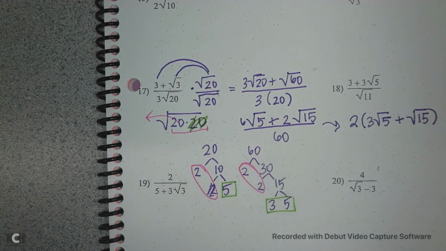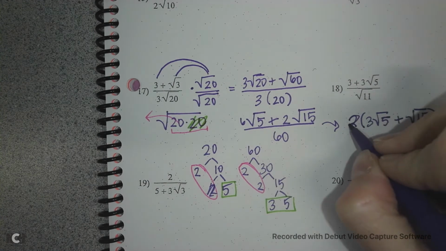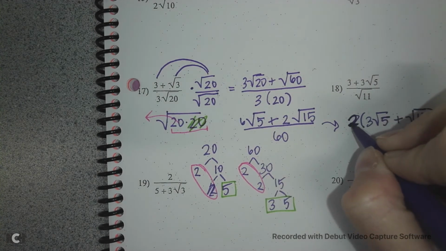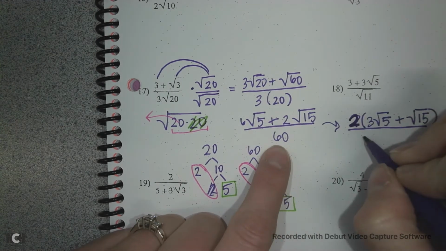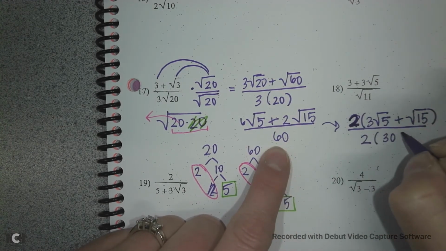So basically, I'm undistributing. I'm taking out my GCF, which is going to be a 2. Oh, I made it all unpretty. How sad. Okay, on the bottom, I'm going to do the same thing with my 60. I'm going to take a 2 out of 60, which leaves 30 left over.